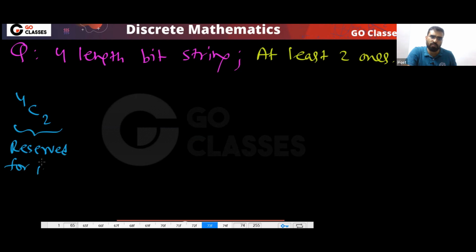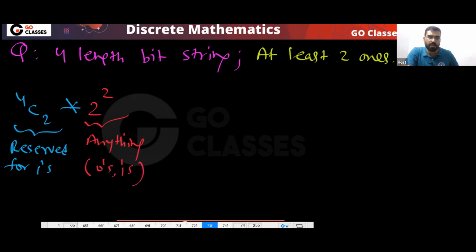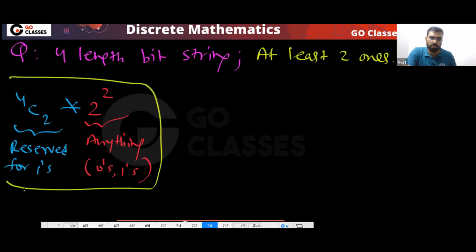These are reserved for ones. Now in the remaining 2 positions you can have anything: 0 you can have, 1 you can have. We know this is wrong. This answer is wrong. But there is some interesting question. Okay, please focus here.